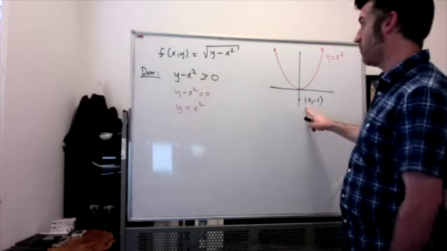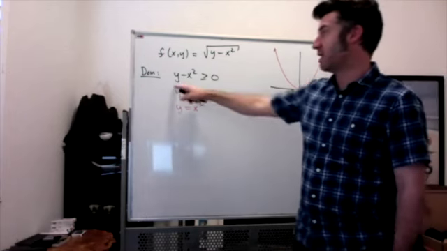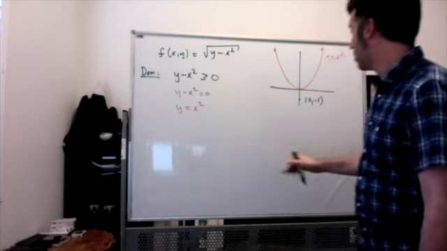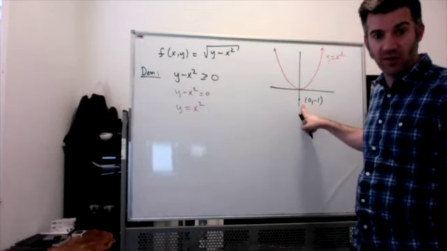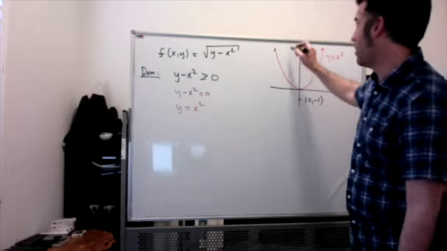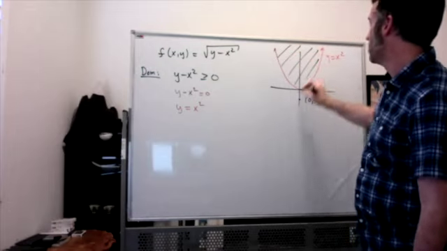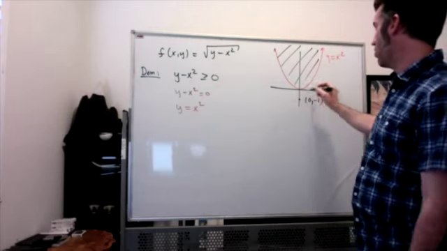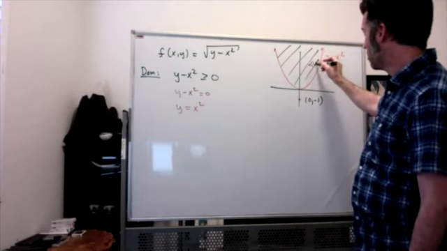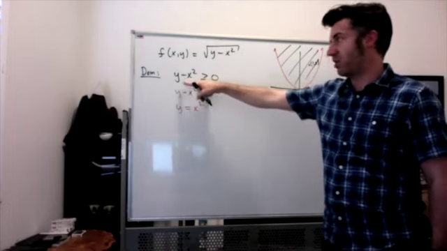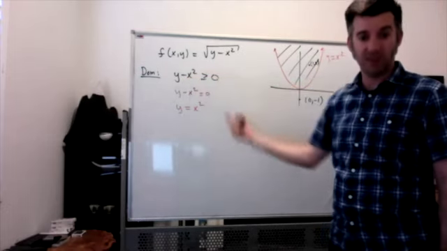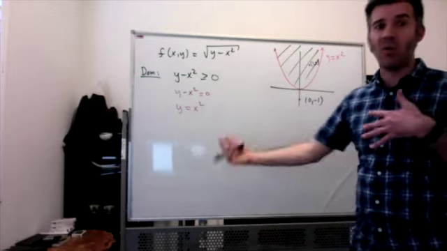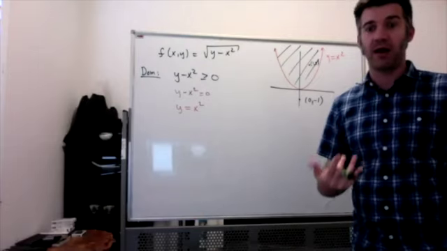If you plug in 0 for x and -1 for y, you get -1 minus 0, which is -1, which is not greater than or equal to 0. So if you pick the side that doesn't solve the inequality, you say, oh, I want the other side. So I want all of this. Alternatively, we could have picked a point up here, like 1, 3. If x is 1 and y is 3, 3 minus 1 is greater than or equal to 0. So if it does satisfy, then that's the side I want.